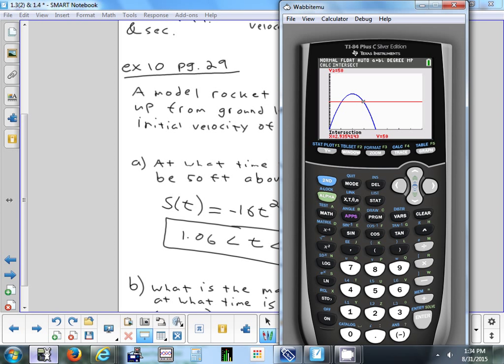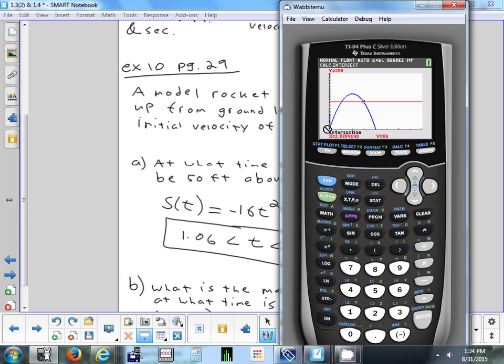So at 0, it hits the x-axis. That's when it's taking off. And where else? Looks pretty close to what? Four. Okay, probably after 4 seconds, it looks like it's going to hit. It hits the ground at 4 seconds.